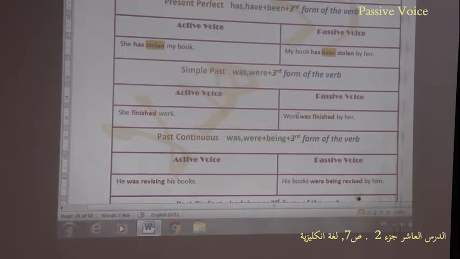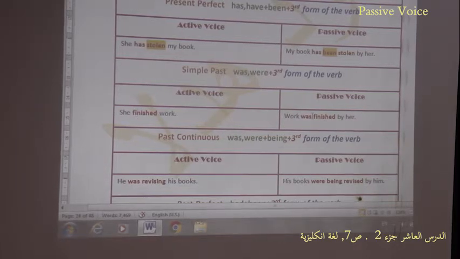Now, we start with the object, work, with a capital letter. Don't forget, dear student. Past simple in the passive is was plus the third form. So, she finished work; work was finished by her. Here we need the past simple of the verb to be, and you all know it's was or were. Was is singular, so we need was. Work was finished by her, and finished is the third form of the verb finish.